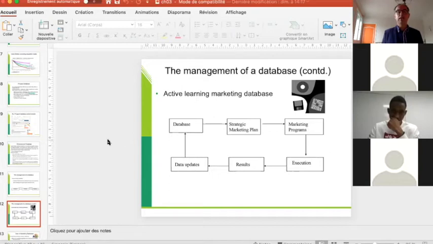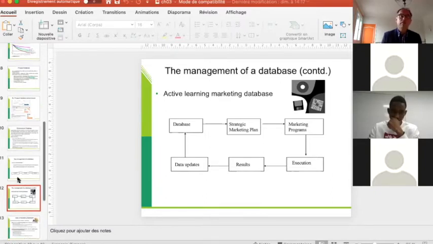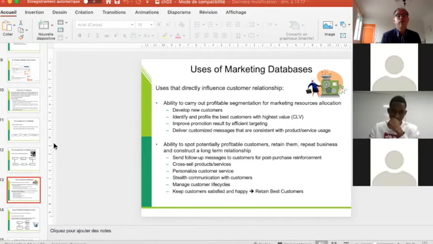And so data updating is important. It should be done automatically, and the analysis is also done by artificial intelligence. Algorithms are always collecting the data, analyzing the data, and either changing tiers and customer segments, or doing personalized recommendations for the customers. Use of the database strengthens the customer relationships. You can then use the data to carry out profitable segmentation for marketing resource allocation.